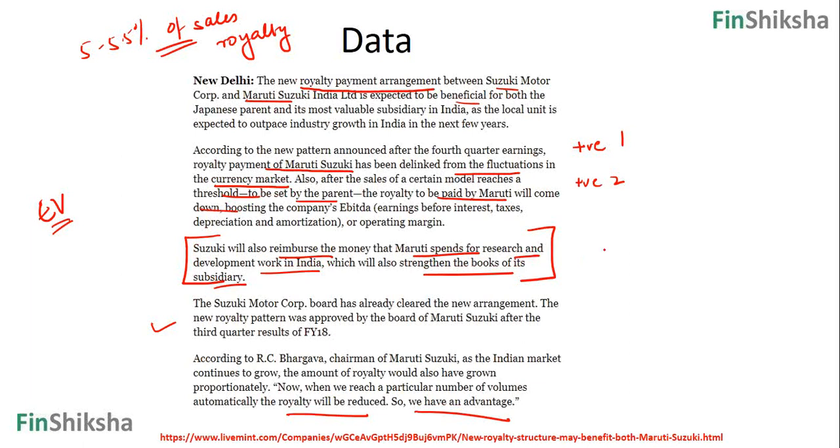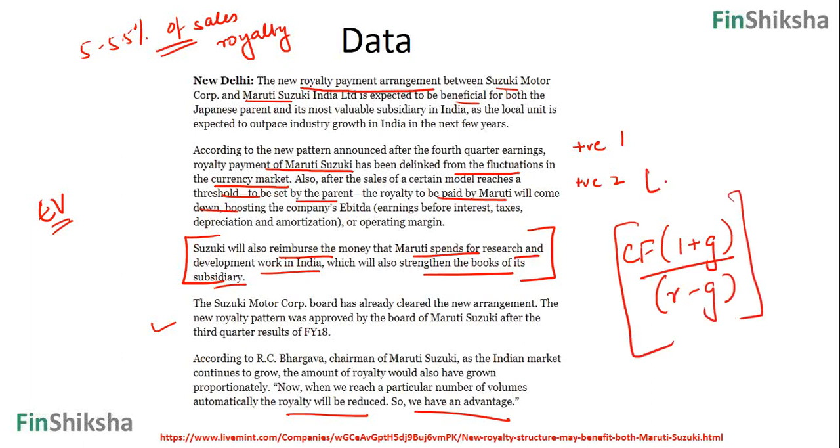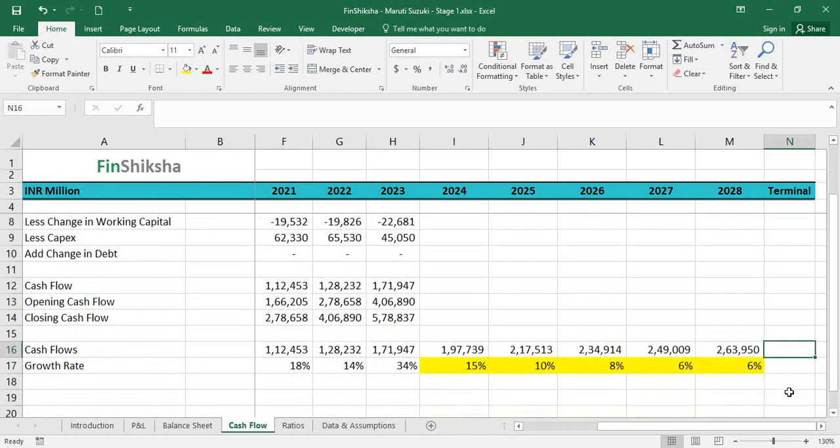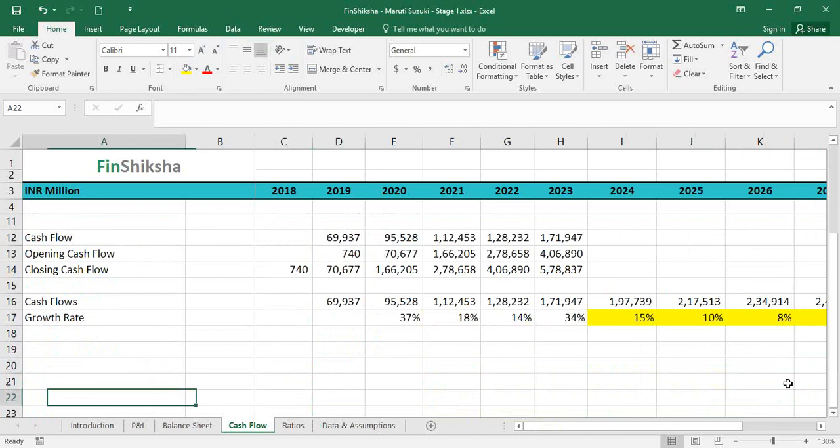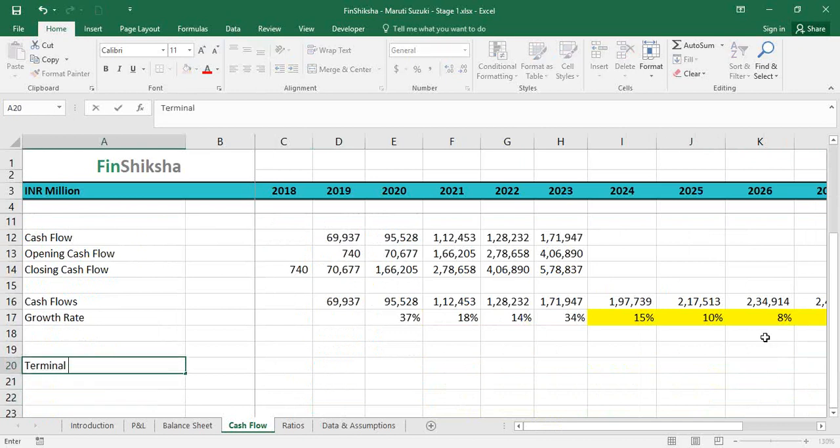The exact formula derivation will probably be beyond the scope of this video. But you take your cash flow in the last year, multiply it by a certain growth rate, and divide it by the cost of equity minus that growth rate. This is the terminal value in the last year, right? So if 2028 is the last year, this value will be in 2028. For that, we need two more assumptions. I'm going to assume a terminal growth rate, and I'm going to assume a discount rate.